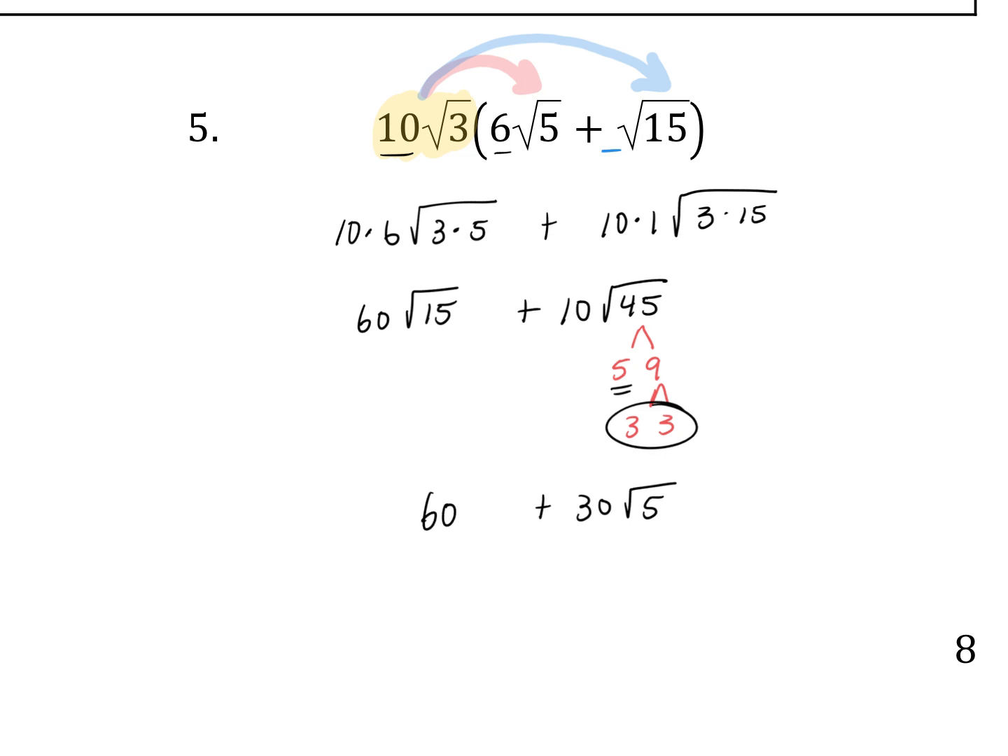And then I'm just going to bring this down, 6 root 15. I already know I can't break 15 down anymore. So this is my final answer because my root 15 and root 5 are not like terms, right? So there you go. That's all there is to it.